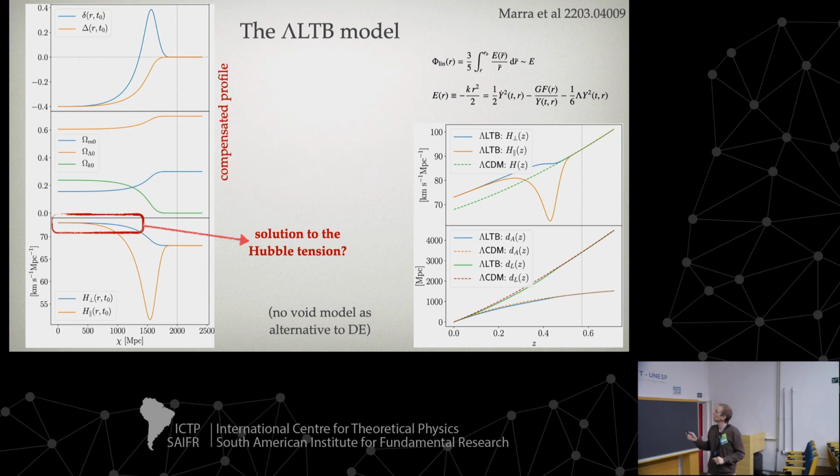Here I'm giving the equations for the Newtonian potential, which is given as a function of these curvature functions. And these are how the luminosity distance and Hubble rate change on the light cone. But again, let's look at this Hubble tension thing.